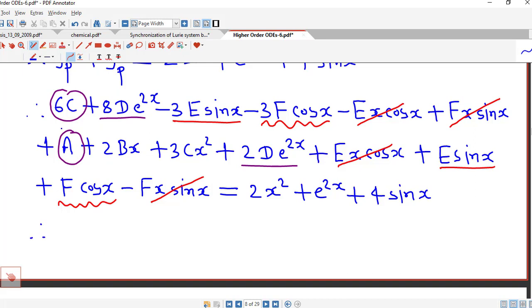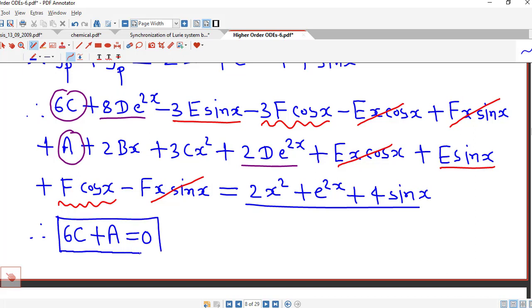So constant term on the left hand side is 6c plus a, and there is no constant term here, so we can have 6c plus a equal to 0. Okay, so we obtain this one equation. Then term with x, that is 2bx on left hand side, there is no term with x on right hand side, that means coefficient of x is 0, so we have 2b equal to 0. This will give us b equal to 0.